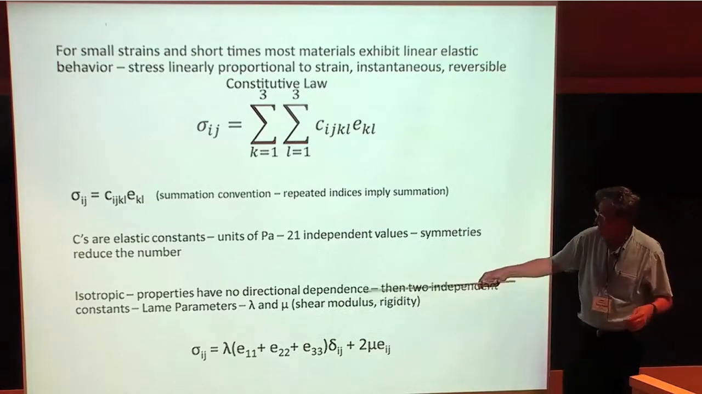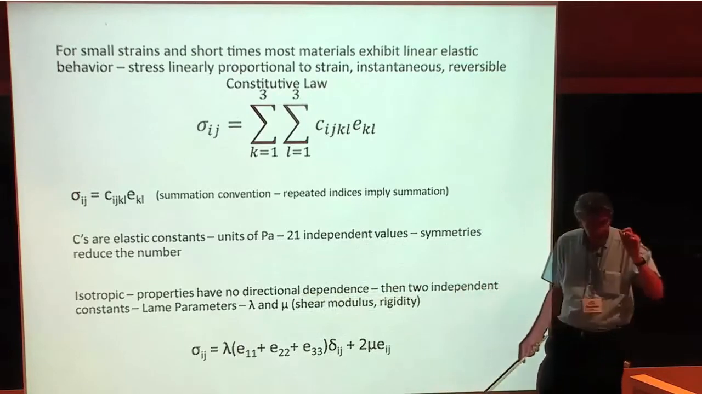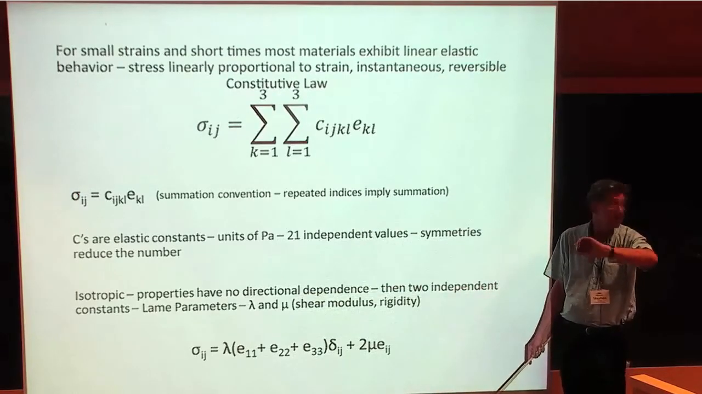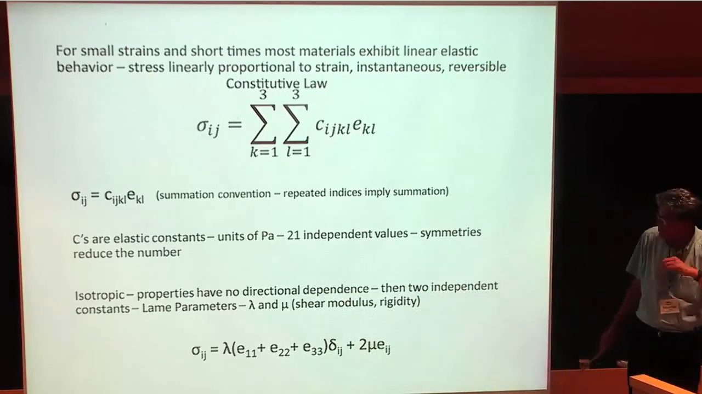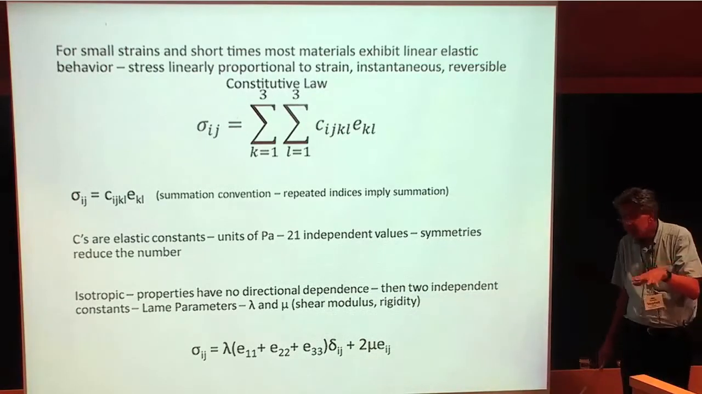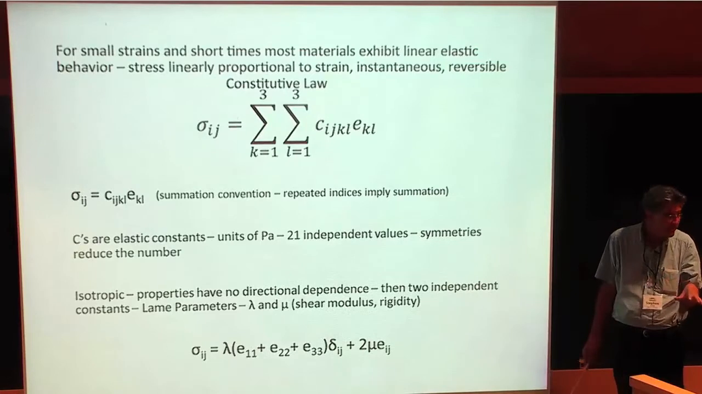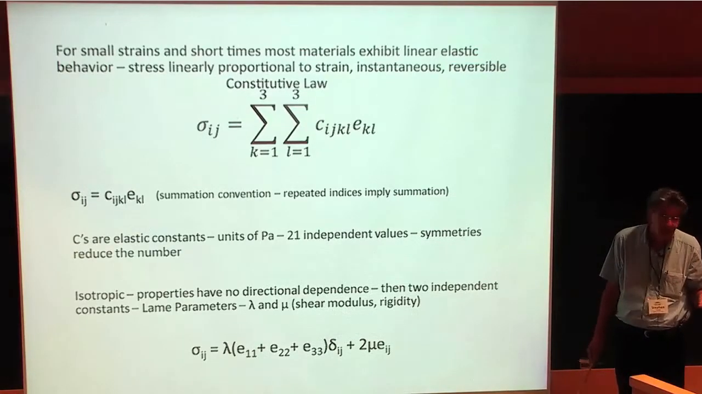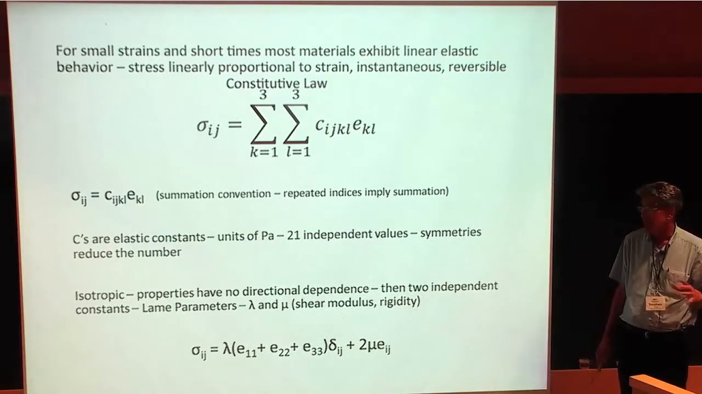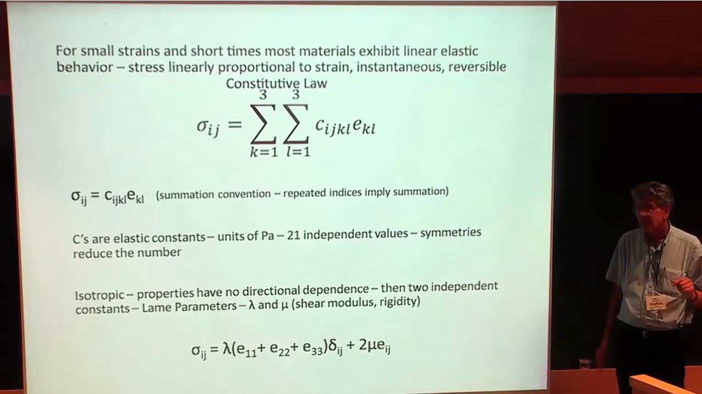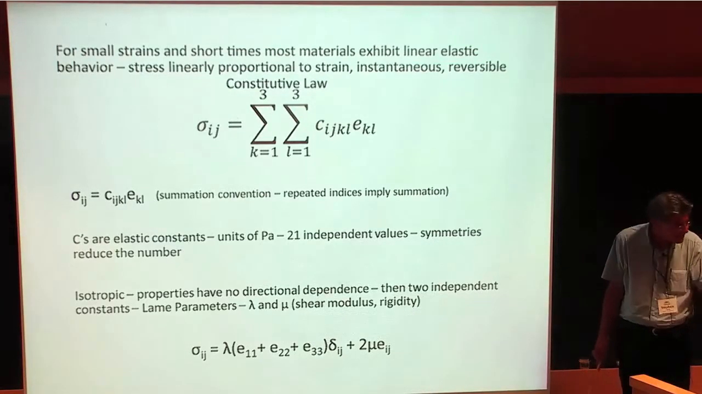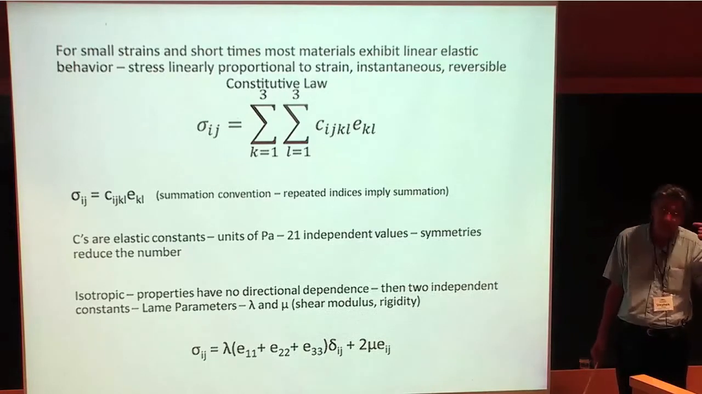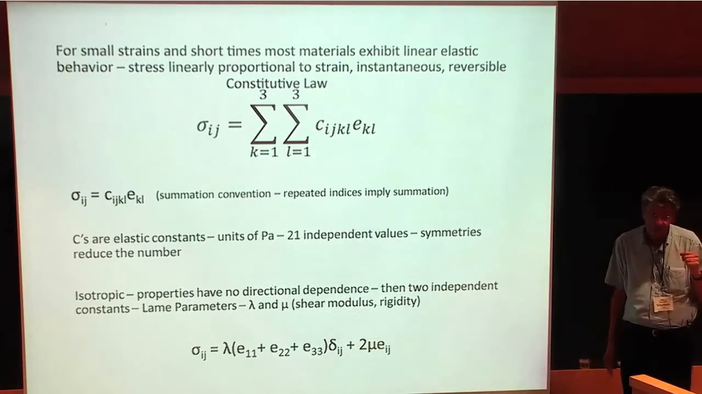A lot of seismology that we do involves approximations. One of the approximations we do a lot of is assume that materials are isotropic, even when we know they're anisotropic, but we can still get some information out of that. You keep in mind always that there are some approximations involved.